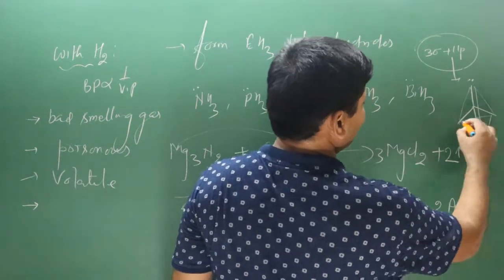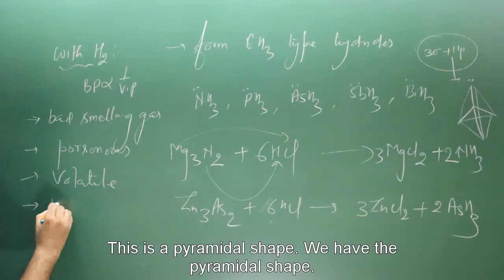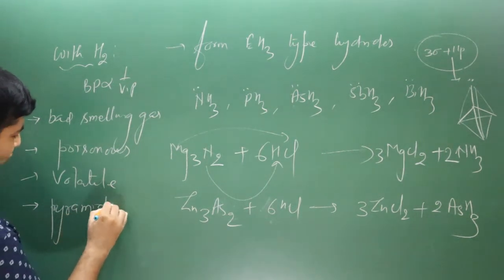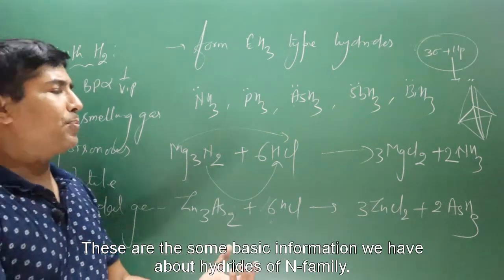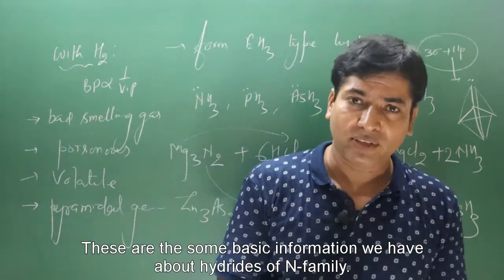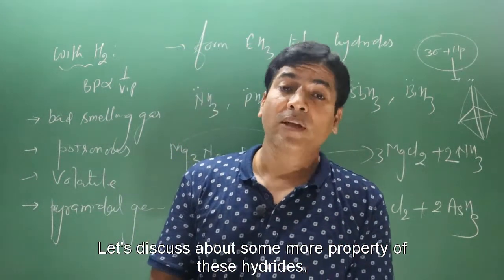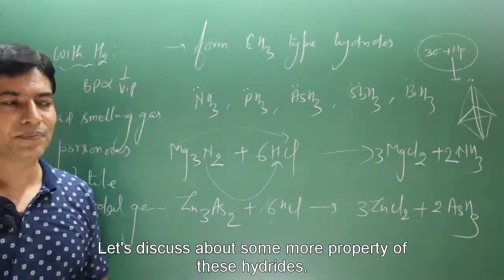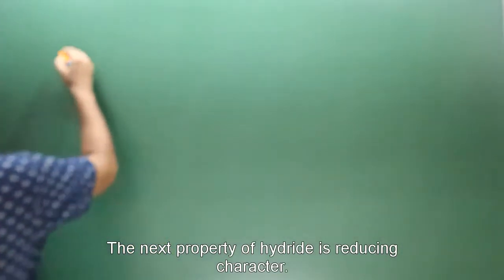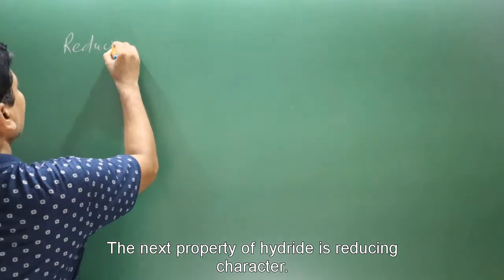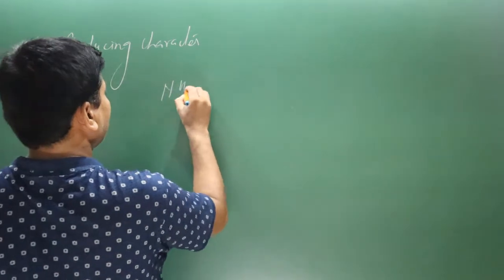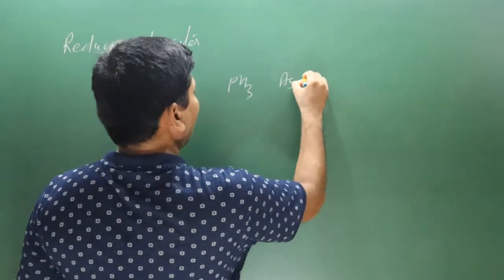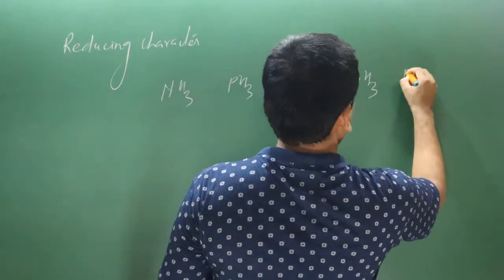This is a pyramidal shape. So this is the geometry they have, pyramidal geometry. These are some basic information we have about the hydrides of the nitrogen family. Let's discuss some more properties of these hydrides. The next property of hydrides is reducing character. The hydrides we have are NH3, PH3, AsH3, SbH3 and BiH3.